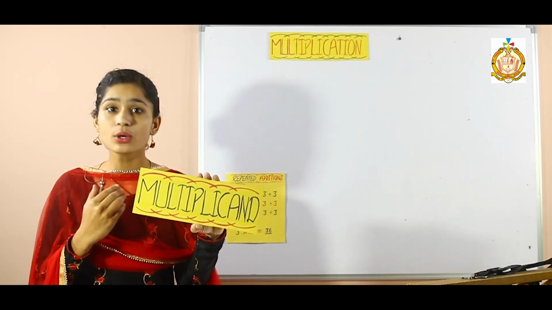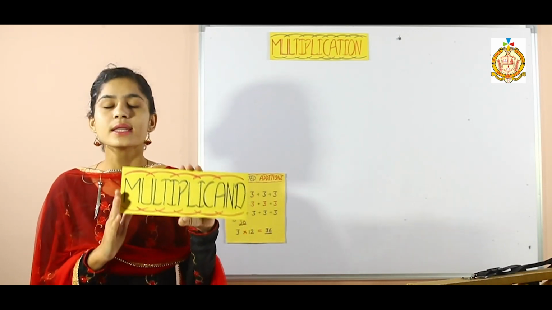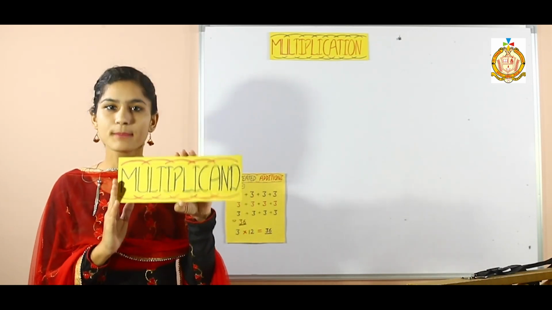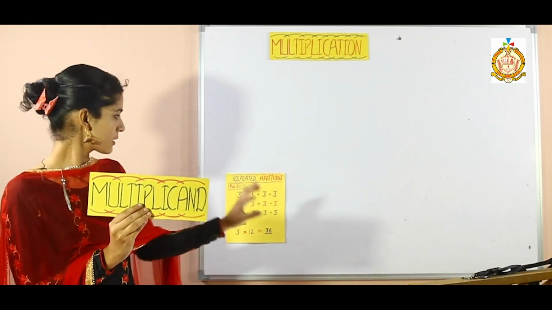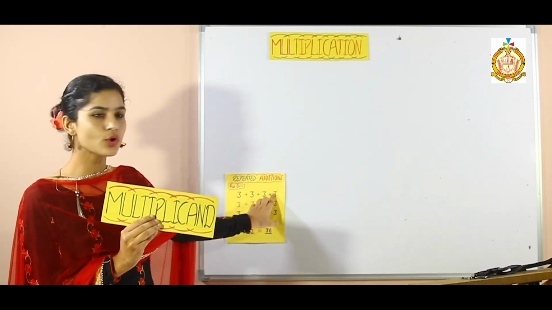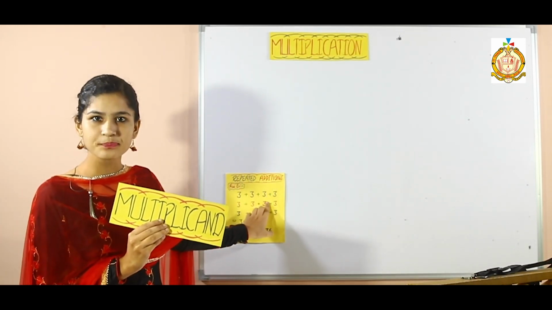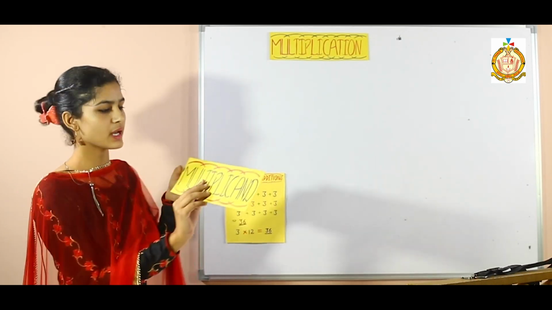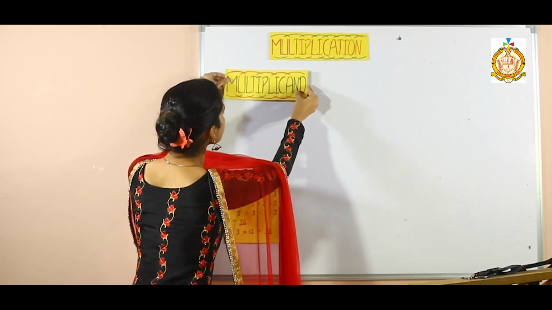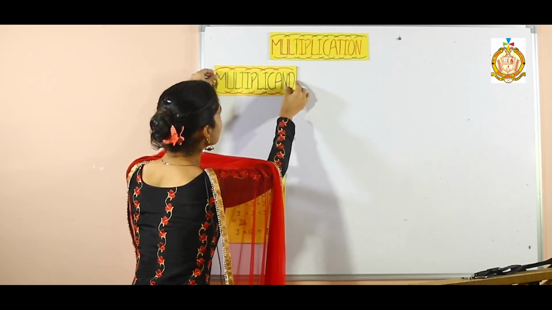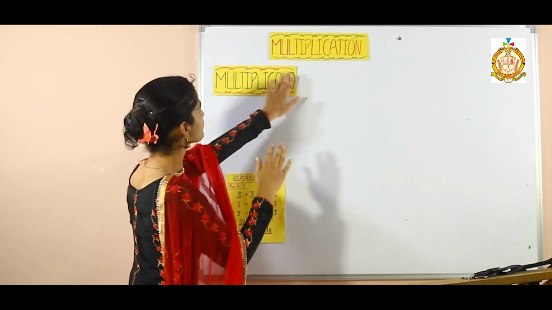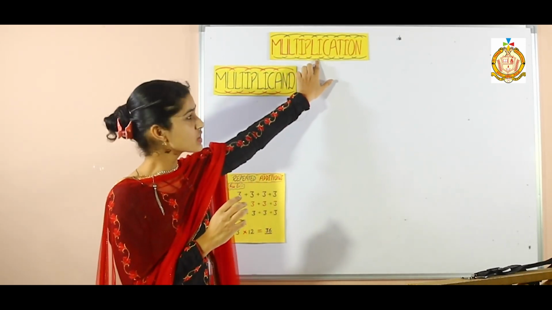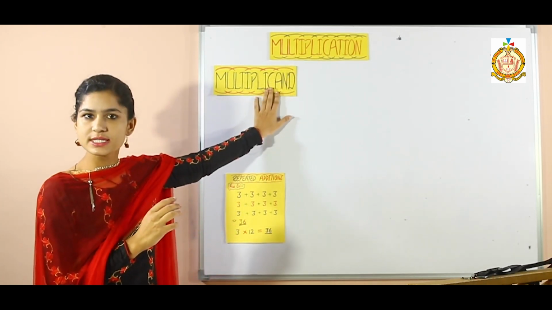Multiplicand, the number which we have to multiply, that number is known as multiplicand. Here, 3, we want to multiply 3, so 3 is the multiplicand. The first part of multiplication is multiplicand. I am going to paste it here. So our topic is multiplication. So multiplication consists of 3 parts.